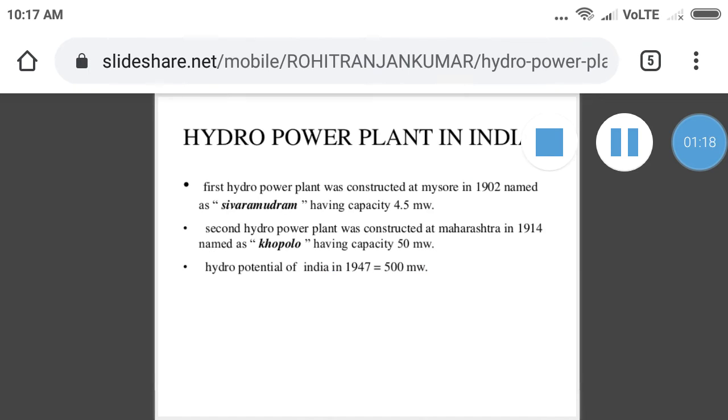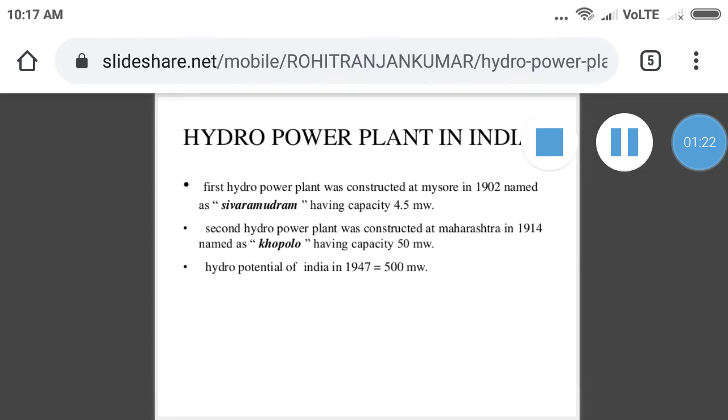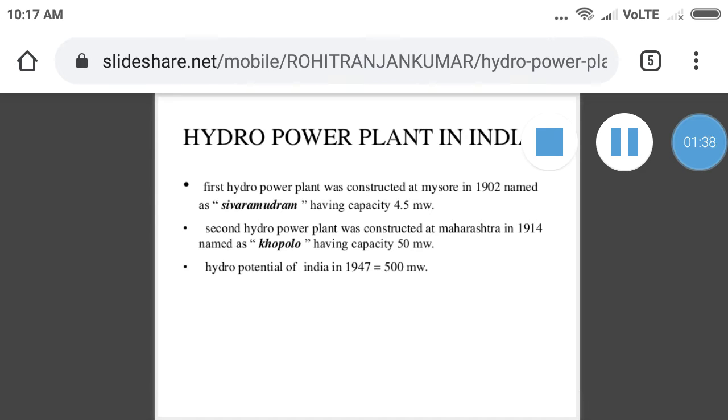Hydropower plant in India. The first hydropower plant was constructed at Mysore in 1902, named Shivasamudram, having capacity 4.5 megawatt. The second hydropower plant was constructed in Maharashtra in 1914, named Khopoli, having capacity 50 megawatt. Hydro potential of India in 1947 is equal to 500 megawatt.